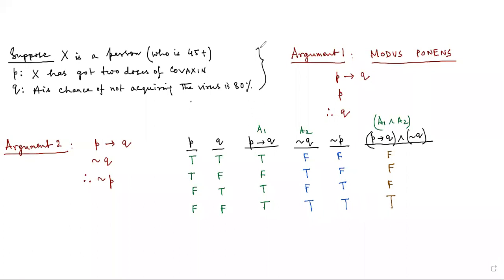And lastly, we need to find A1 and A2 implies, suppose this is my A3. So you need to find this. That means we need to check the truth value of this argument.